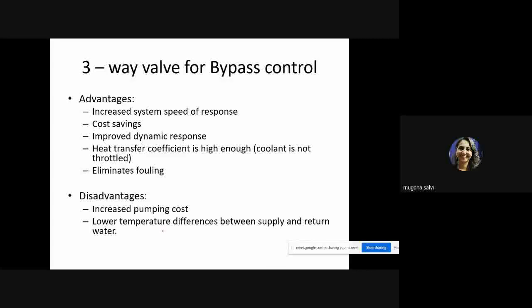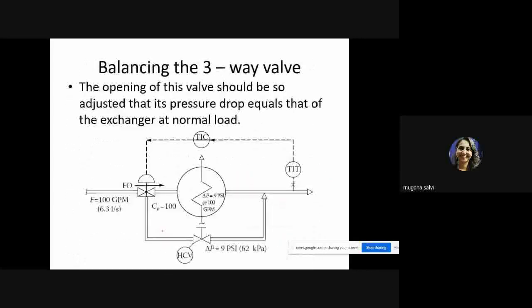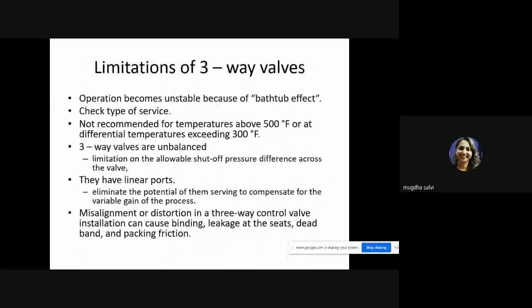And due to these limitations, which are listed here, operation becomes unstable because of the bathtub effect. Bathtub effect is nothing but when your liquid just gushes back and floods the valve. Then what type of service can it be used for? It is not recommended for temperatures above 500 degrees Fahrenheit or at differential temperatures exceeding 300 degrees Fahrenheit.